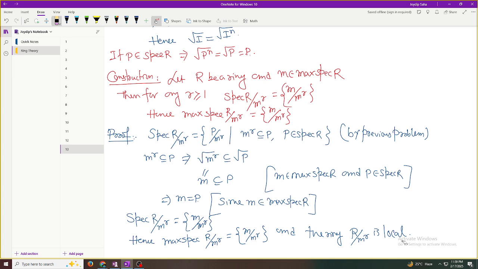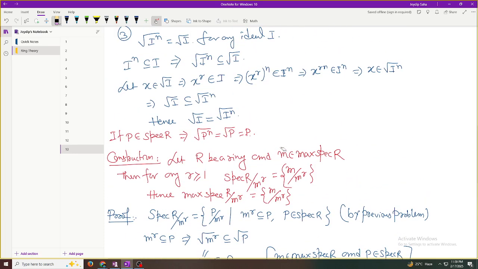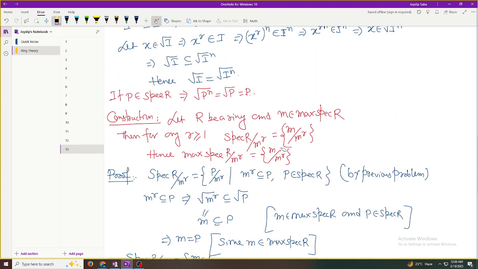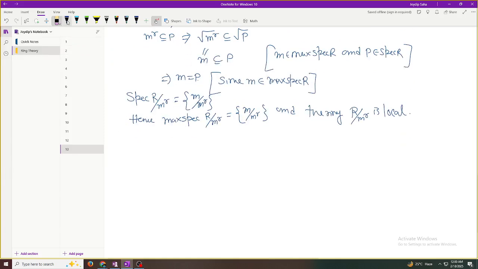Another important thing is localization. We'll do it later. Now tell me a ring which has 5 maximal ideals, or you take 7 maximal ideals, whatever you take. Construct a ring which has 5 maximal ideals. Can you construct? And the next question is another question.